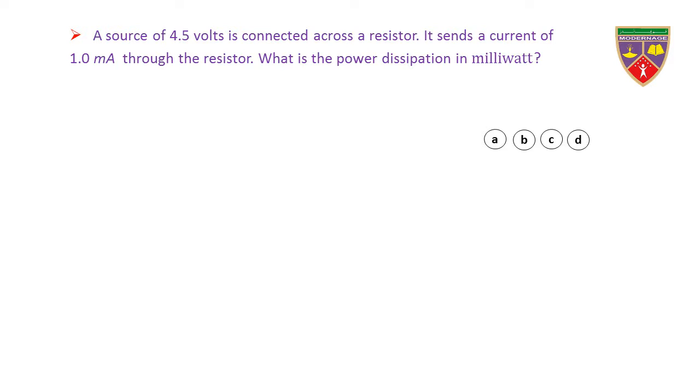A source of 4.5 volts is connected across a resistor. It sends a current of 1.0 milliampere through the resistor. What is the power dissipation in milliwatt? Option A, 4.5; option B, 4.0; option C, 3.5; option D, 3.0. The key is 4.5. Therefore, the correct option is A.